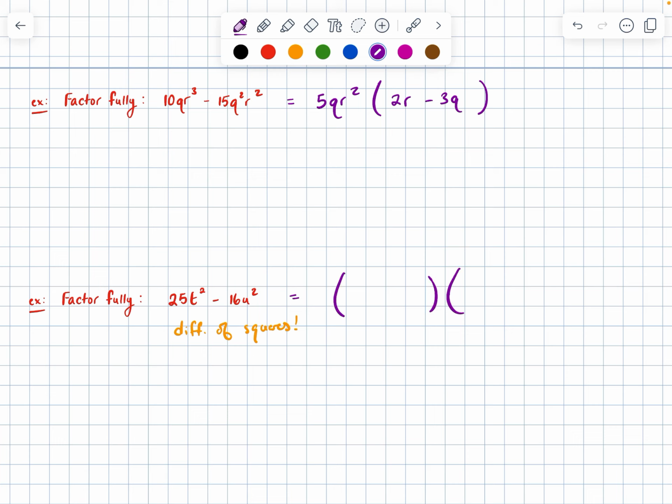It's something times something, where the first two slots are the same, the back two slots are the same, and in the middle, one's got a plus sign, one's got a minus sign. Well, in the first slot, I need something that multiplies by itself to get 25t squared, or I can think of that as the square root of 25t squared. Well, I need 5t times 5t. And to get 16u squared, well, I need to get 4u times 4u. Here is my factored form.